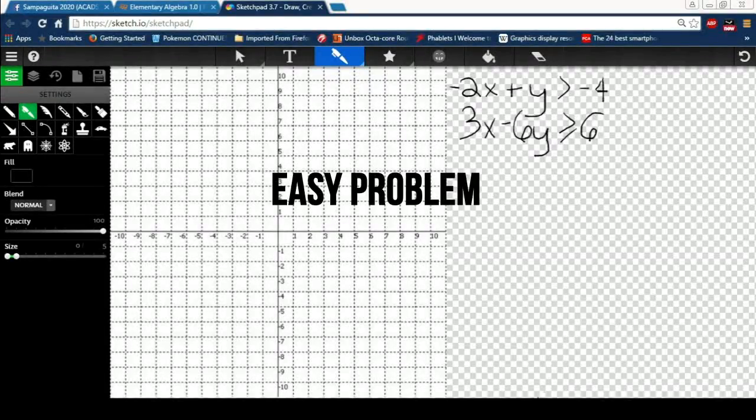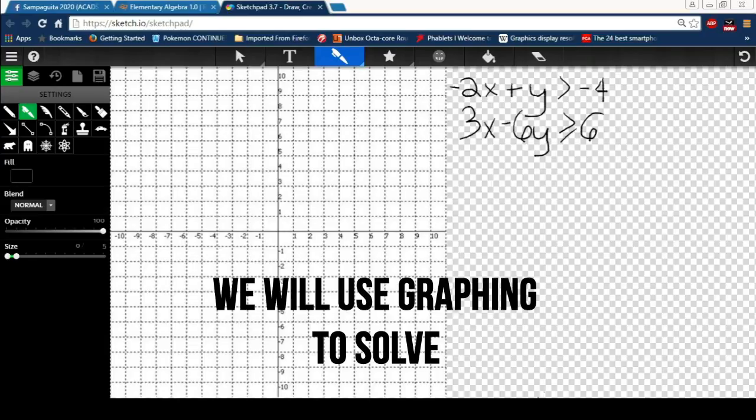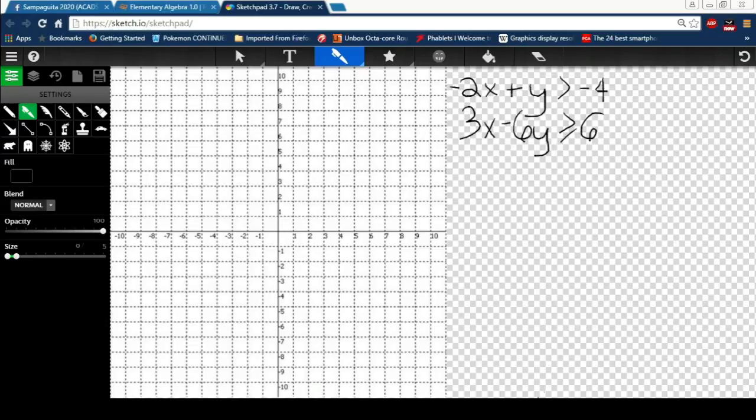Easy problem. Okay, so first of all, here is our first problem. Graph the solution set of negative 2x plus y is greater than negative 4 and 3x minus 6y is greater than or equal to 6. So first of all, we want to isolate y to one side and the rest to the other side. So we will be simplifying them.